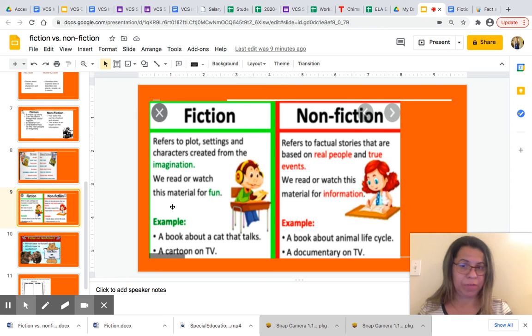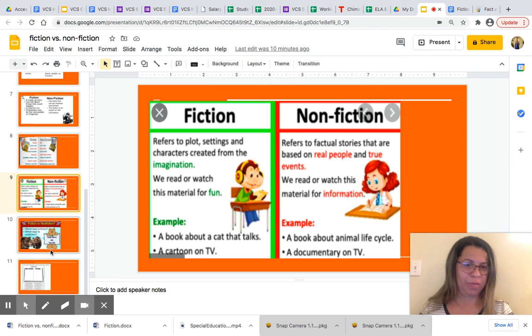An example of fiction: a book about a cat that talks, a cartoon on TV. Non-fiction, an example would be a book about animal life cycle, a documentary on TV. So fiction is not real, it is made up stories. And non-fiction is real. Now, let's see if you learned.